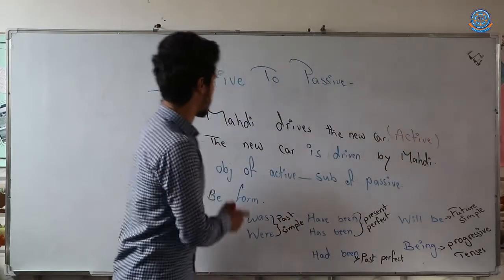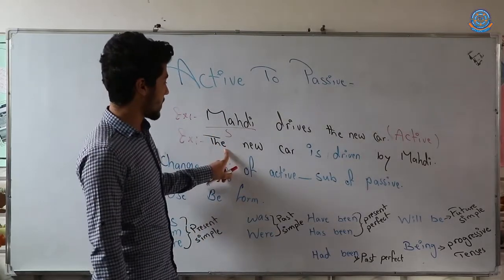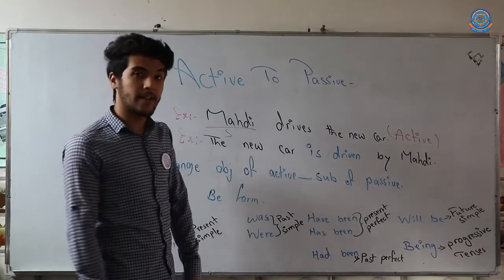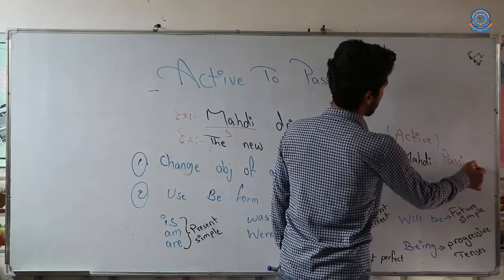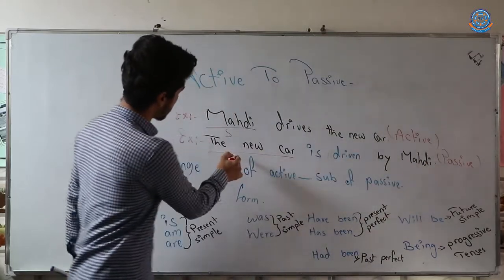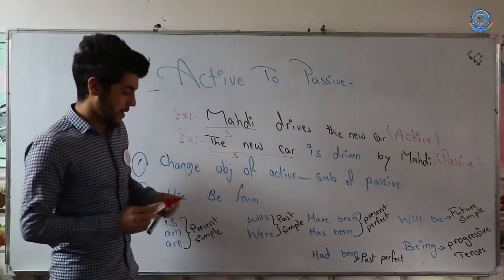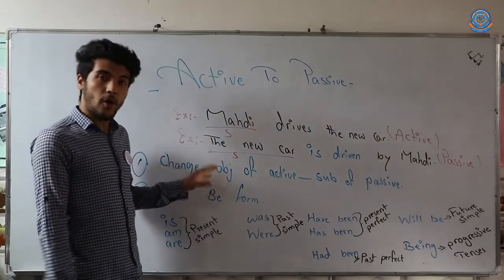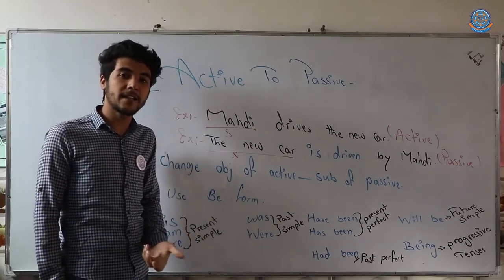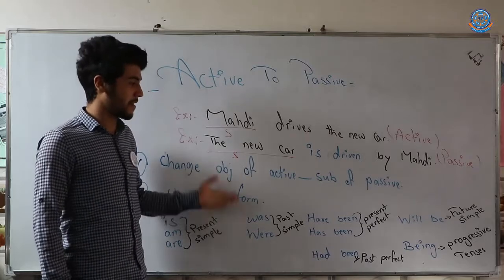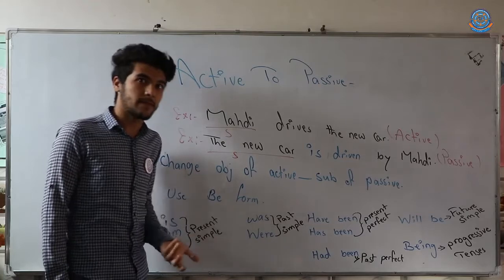Why active? Because the subject of the sentence is the doer of the action, and we have talked about it. The second example, the new car is driven by Mahdi. What is that? Excellent. That is passive. Why passive? Because the subject of the sentence is the receiver of the action. Now, I've got some rules here that can help all of us change an active sentence to passive. It is not important what kind of active sentence you have. Just these simple rules can help you change any active sentence to a passive sentence.